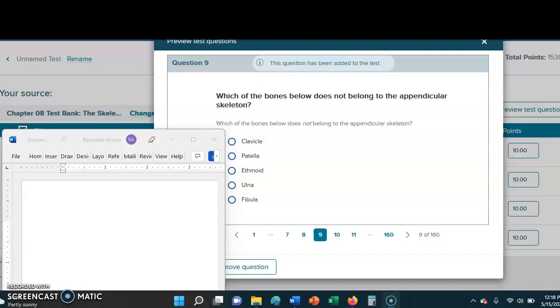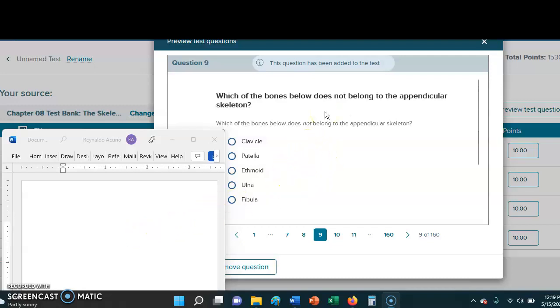First question, which one of the bones below does not belong to the appendicular skeleton? Okay, let's stop for 5 seconds. Okay, and let's look at the figure to see which one is not, right?